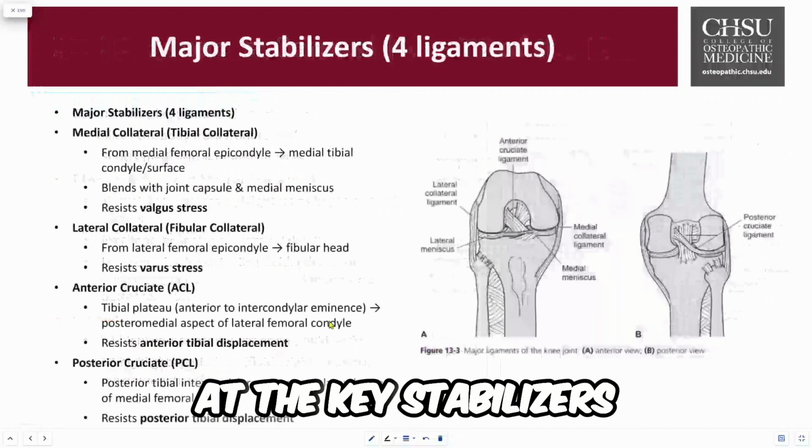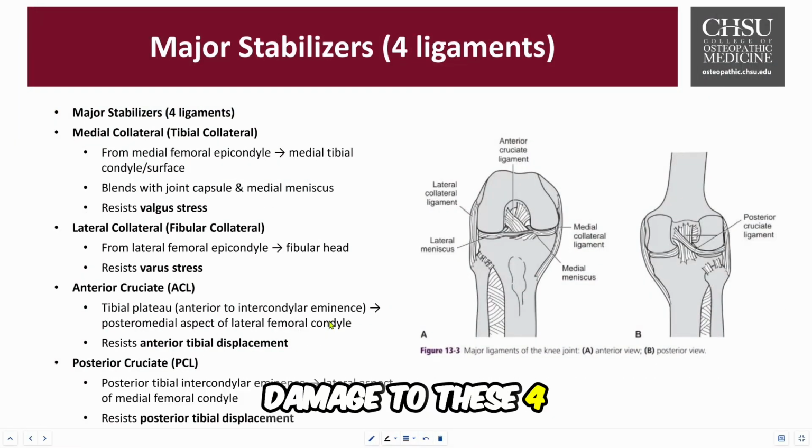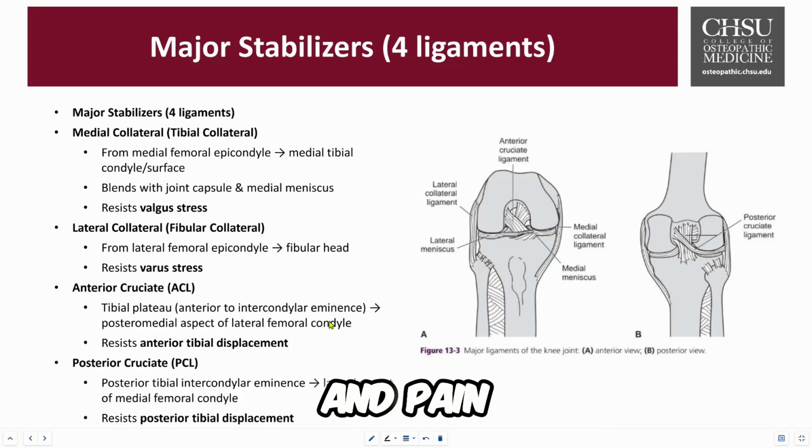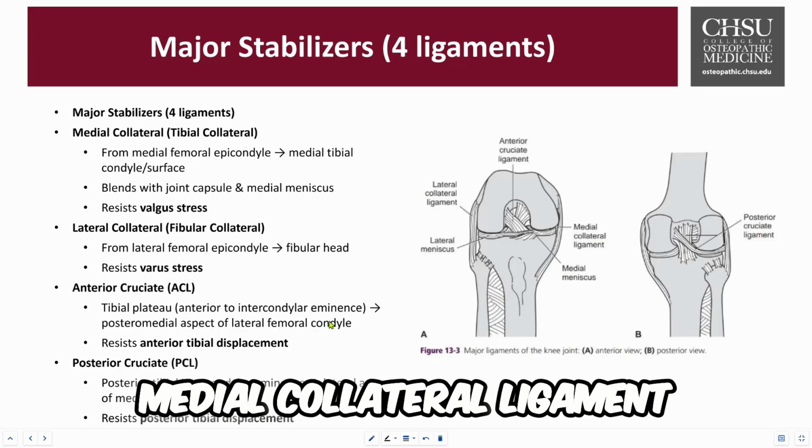Let's take a look at the key stabilizers. So we have 4 ligaments that we'll talk about. Damage to these 4 ligaments is a major cause of knee instability and pain. The first one is called the MCL, medial collateral ligament.